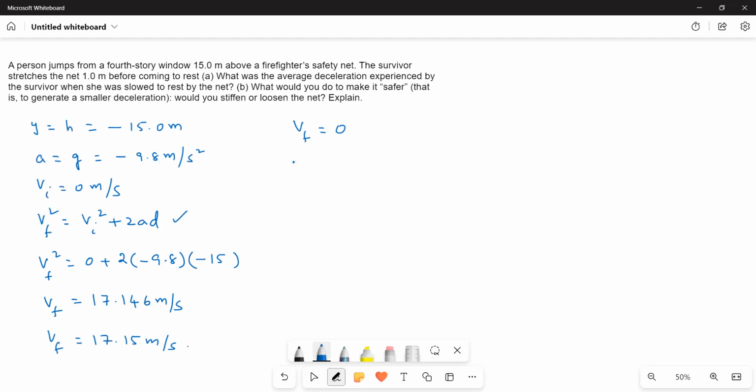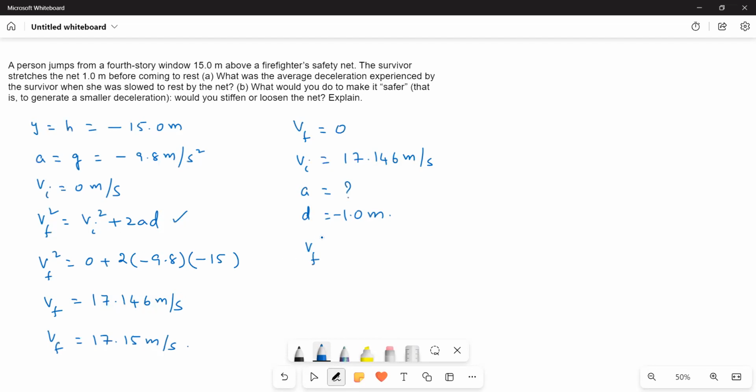This becomes Vi, and Vi is equal to 17.146 meters per second. We are finding the deceleration, and the distance is equal to 1 meter. I will take this as negative because he is stretching down. Now let me write the equation. Vf square is the same equation.